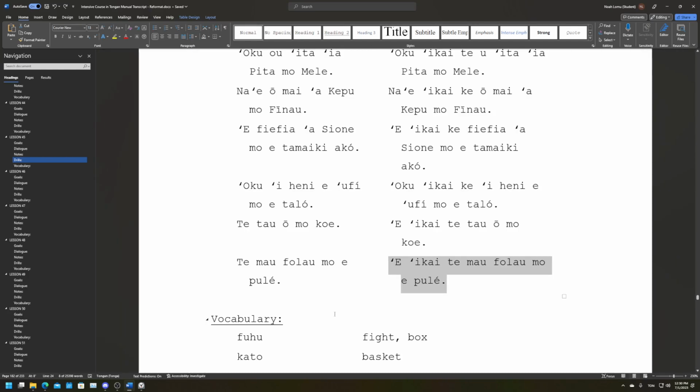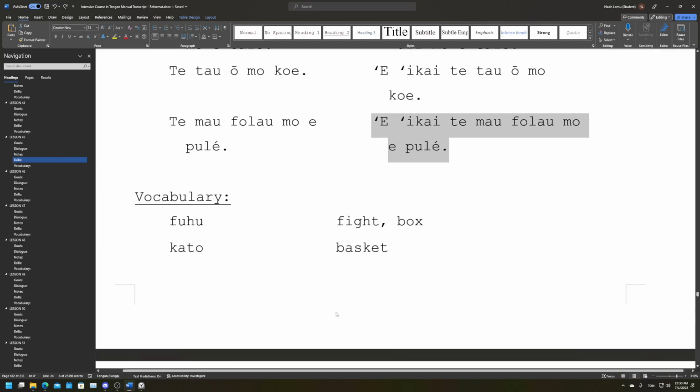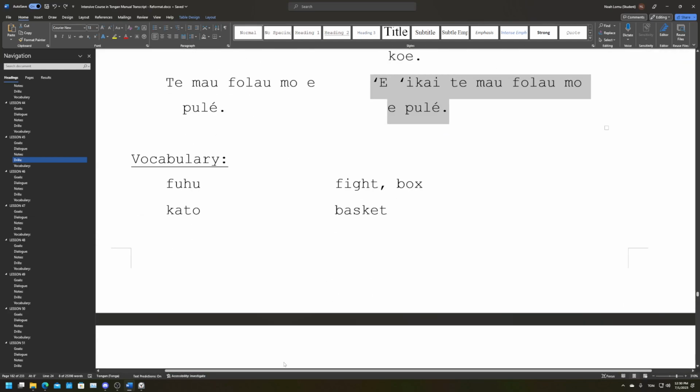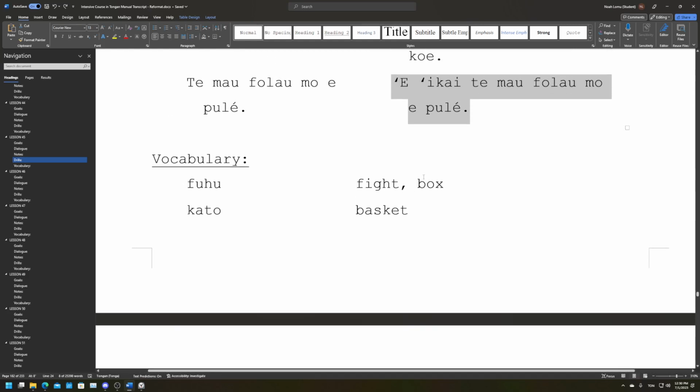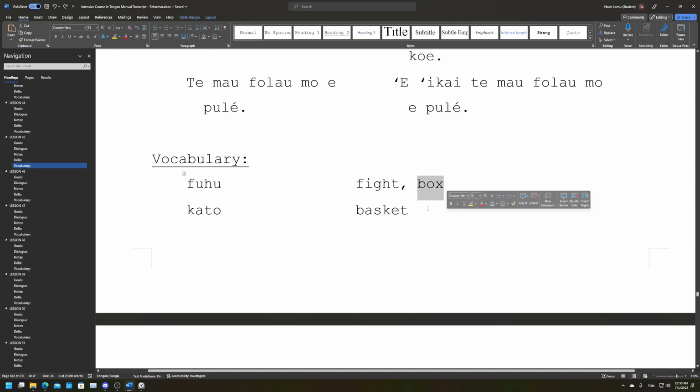All right, so let's look at the vocabulary for this chapter. We have a bunch of new words that we haven't seen before. So fuhu means to fight or to box, right? So boxing would also be called fuhu. Kato, a brand new word that just means basket.